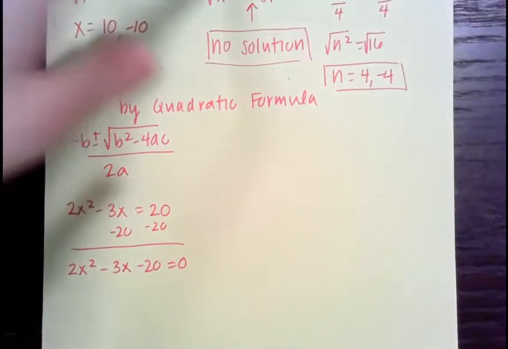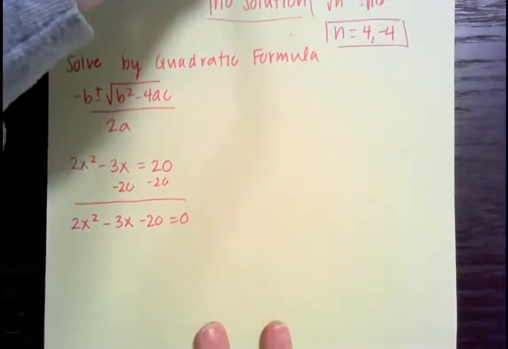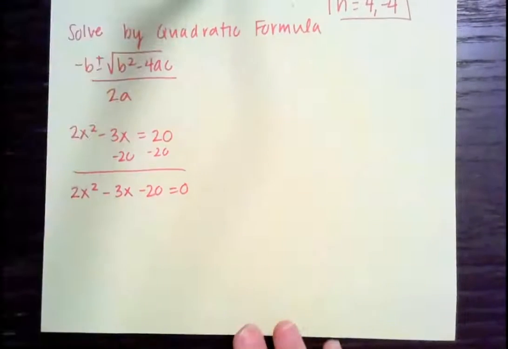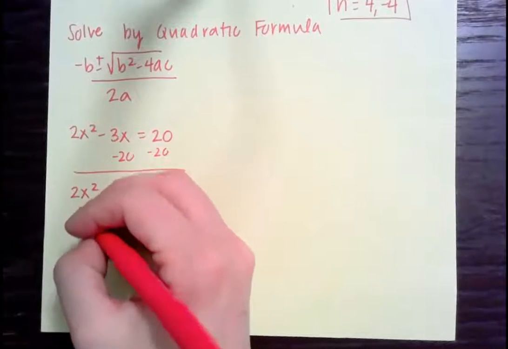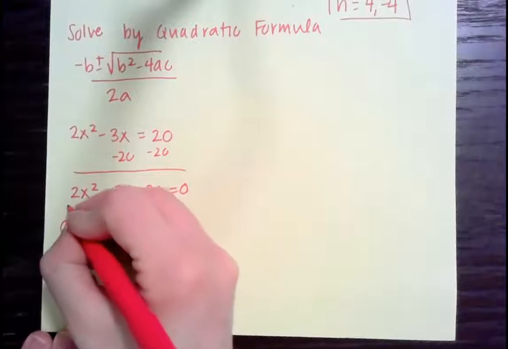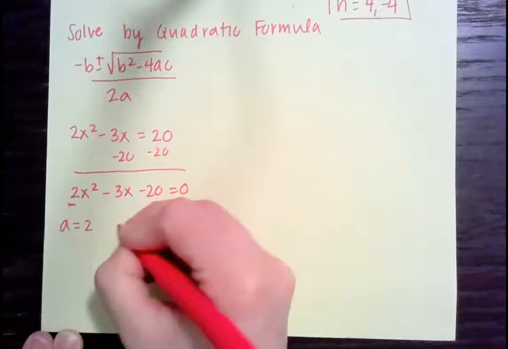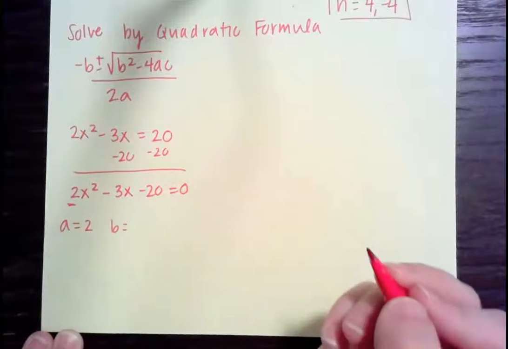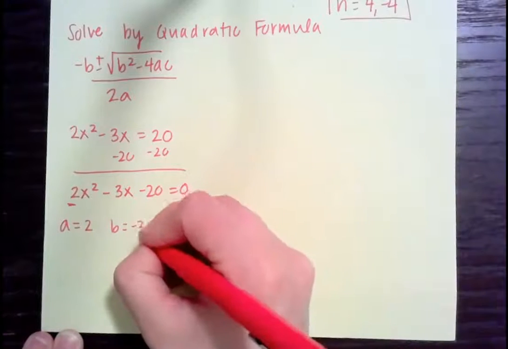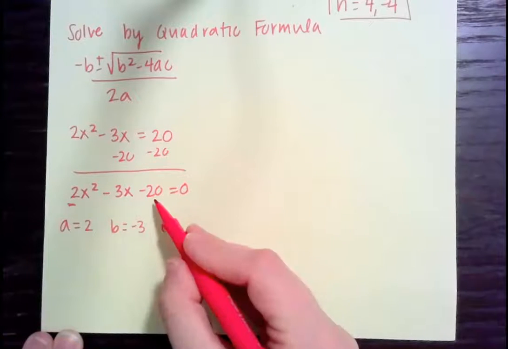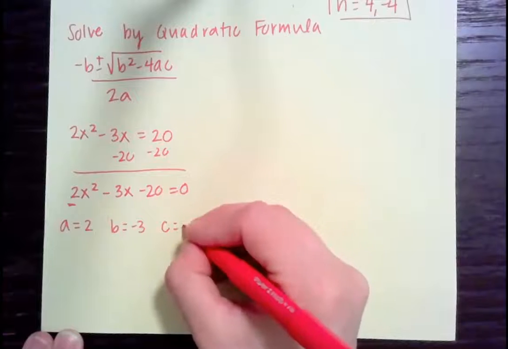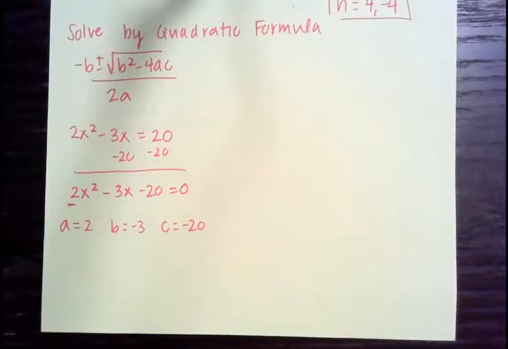Now from here, let me give myself enough space. There we go. From here, let's list out our a, b, and c. Our a is in front of the x squared, so it's 2. Our b value is in front of the x, so just negative 3. And our c value is the one that number all by itself, so it's negative 20.